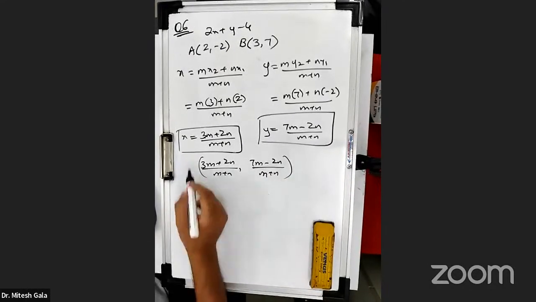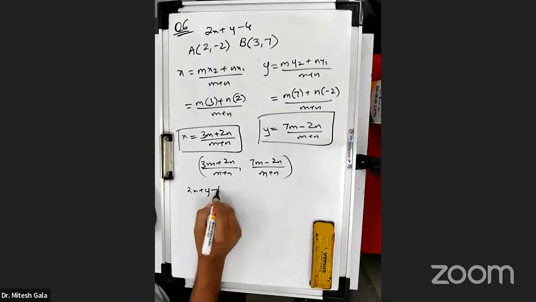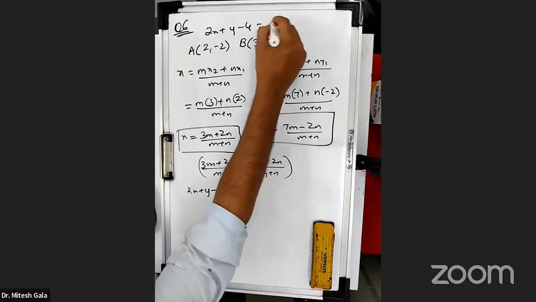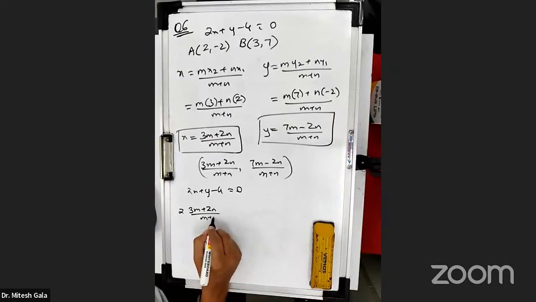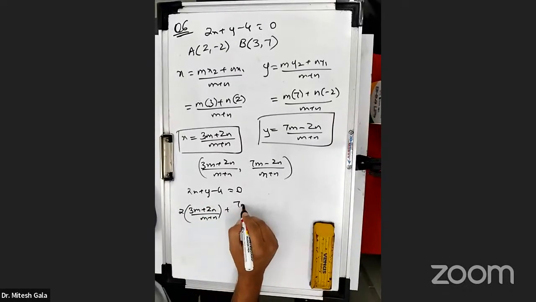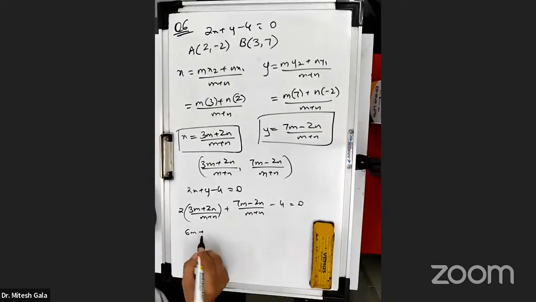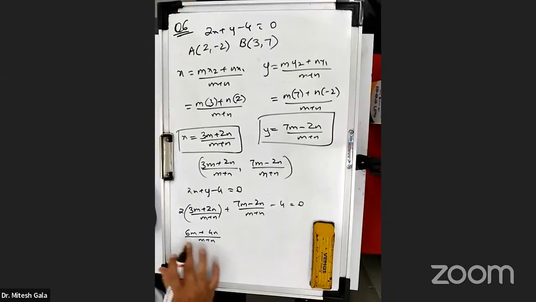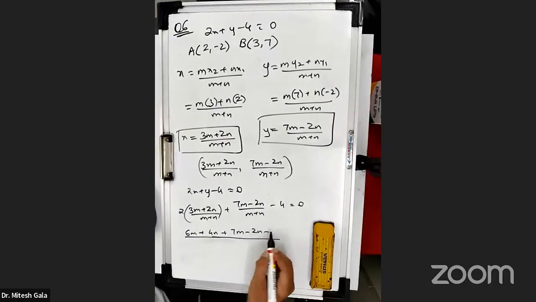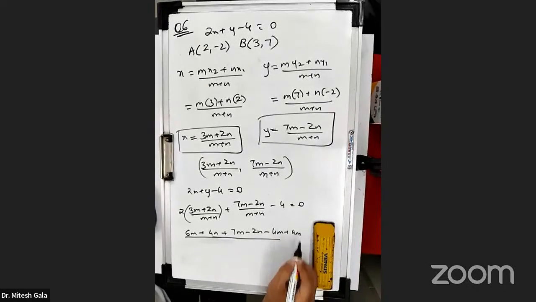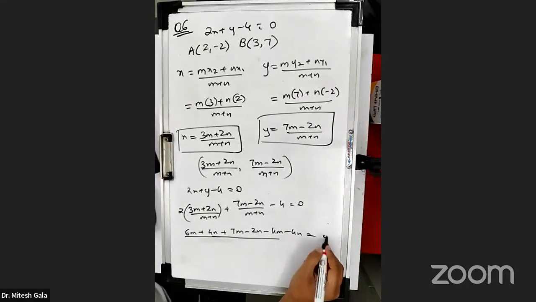And this point is lying on this line. So what I'll do is now take this point and take this line. Substitute x and y in this. So I'll get 2 times (3m plus 2n) upon (m plus n), and y is (7m minus 2n) upon (m plus n), minus 4 equals 0. Opening this, 6m plus 4n upon m plus n. Let's take the LCM, only m plus n. So plus 7m minus 2n. This will be multiplied with m plus n, so it will become minus 4n equals 0.